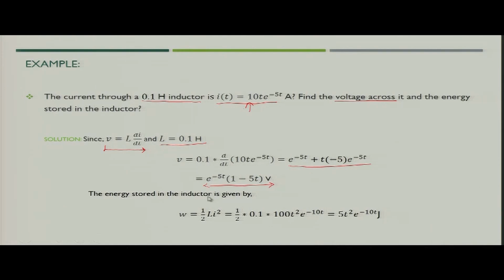Now, if you are asked to find out the value of energy stored in an inductor, you simply use the formula W is nothing but half L I square. So, you just put the value of inductance which was given in the question, and then the value of current I which is given. So, finally, what you will get? You will get 5 t square e to the power minus 10 t joule, which is the total energy stored in that inductor.